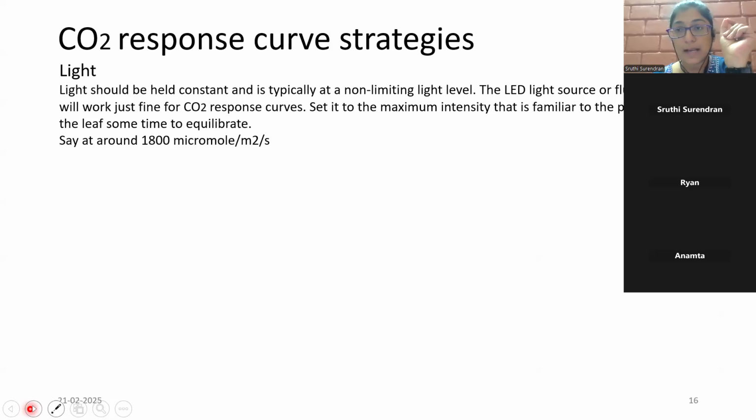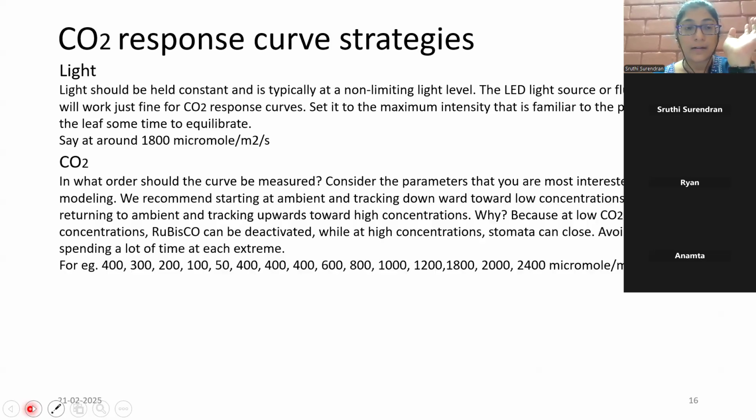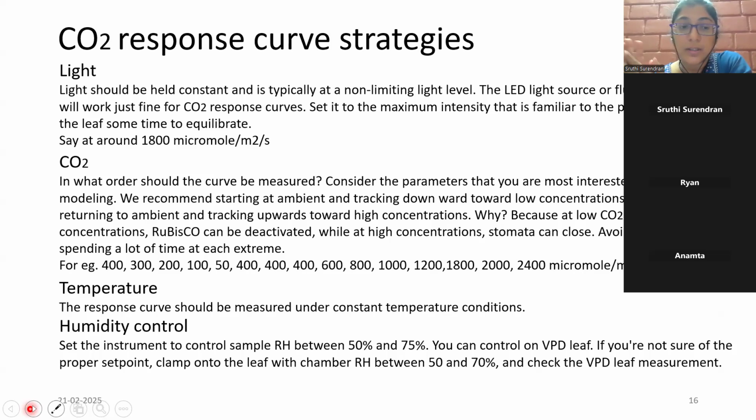First, we have to set the light to a particular intensity. Normally, on an average day, if the light that is exposed to the plant is around 1800, then we will set the light to one particular constant value, say for example 1800. After that, keeping all the other factors constant, we'll set the temperature constant. We will also set the humidity to around 50 to 75 percent, say around 60 percent, and then we will only change the carbon dioxide concentration.